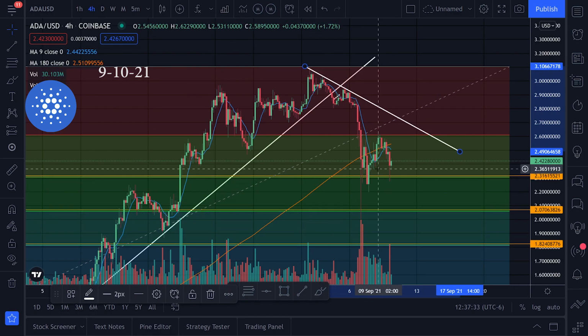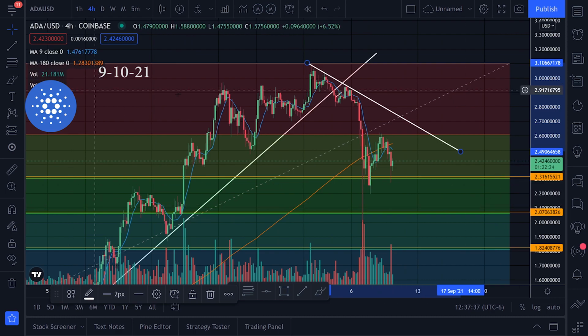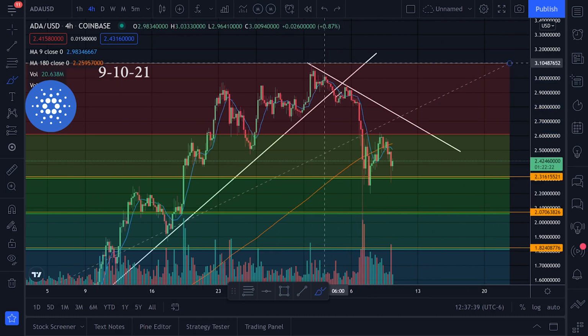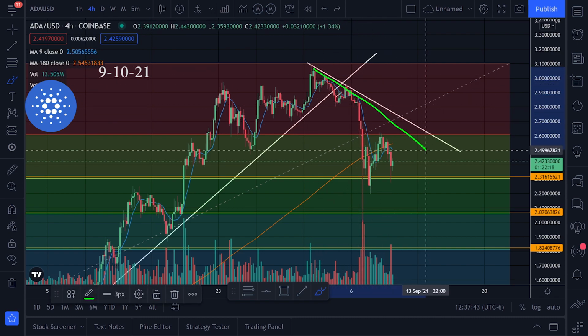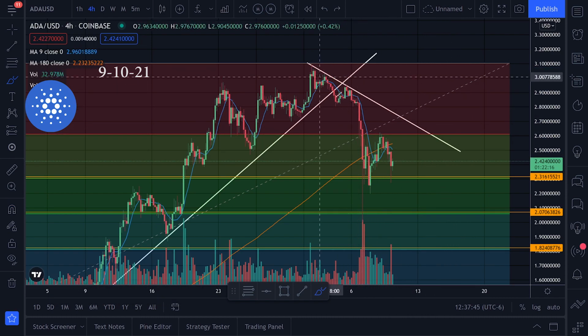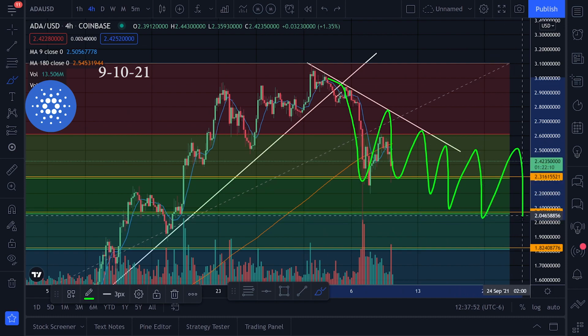If we go back to Cardano, here's what I'm looking at in general. So we have a downtrend right here. We have resistance right here, and right here. Until we break this downtrend going to the upside, I'm assuming that we're trending down. But I do think that we might be seeing volatility.